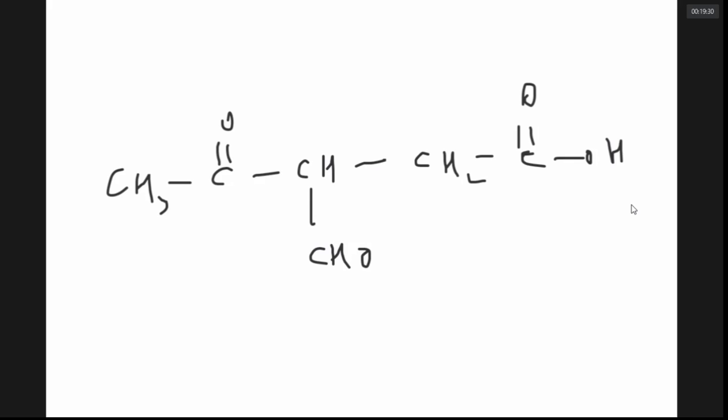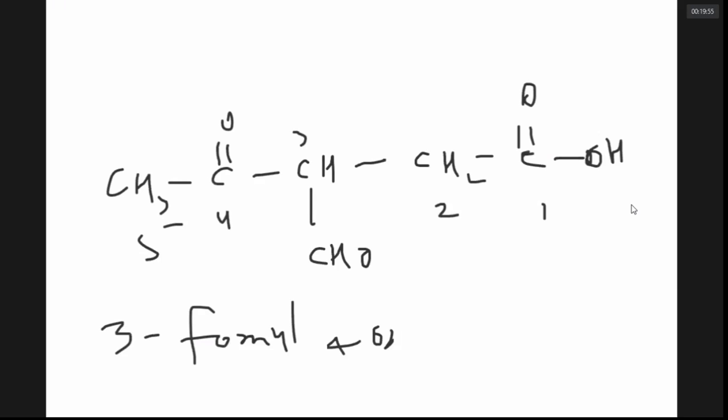Pent-3-al-4-onic acid. Not correct. What is this functional group? Keto. The keto group will be taken as substituent. This is the first carbon. Aldehyde group will be given the most priority. I would say it is 3-formyl, 4-oxo, pentanoic acid. Can you see the name?